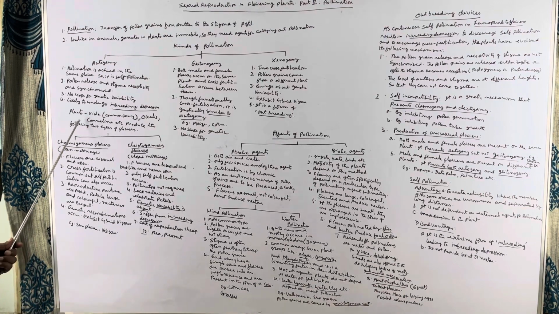Then, plants like viola, commonly known as common pansy, oxalis, commelina, etc., produce two types of bisexual flowers. They are chasmogamous flowers and cleistogamous flowers. First, let us take up chasmogamous flowers. Chasmogamous means open marriage.